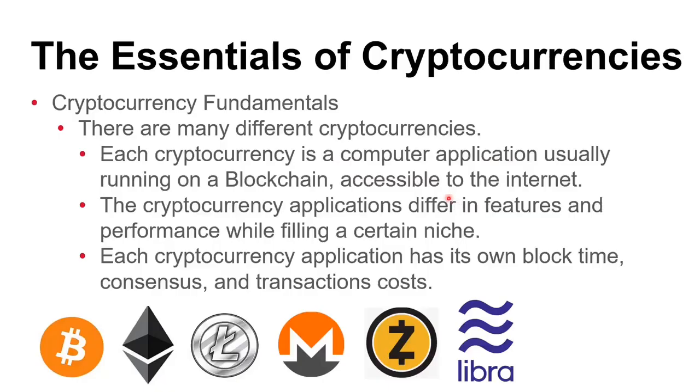And there are many types of cryptocurrencies. I think we've talked about Monero, Ethereum, Bitcoin, and Libra, which we haven't heard too much about lately, but I understand the effort is underway. Each cryptocurrency is accessible on a running blockchain on the internet. The cryptocurrencies offer different features, so they all have their own little niche. And each cryptocurrency application has its own block time, consensus, transaction costs, and so on.